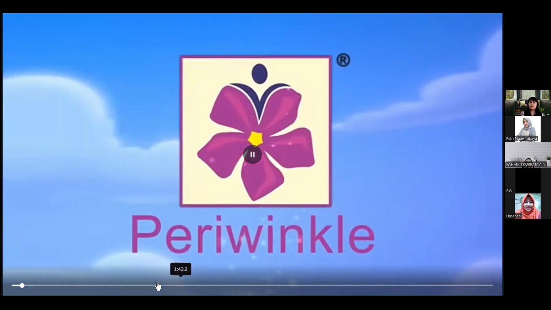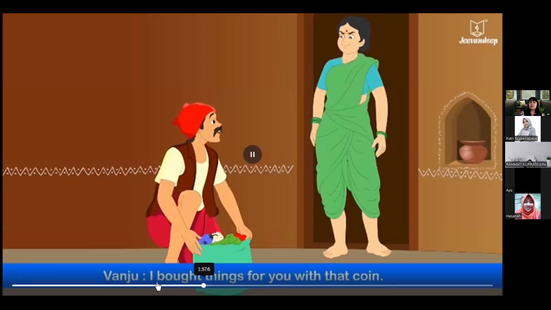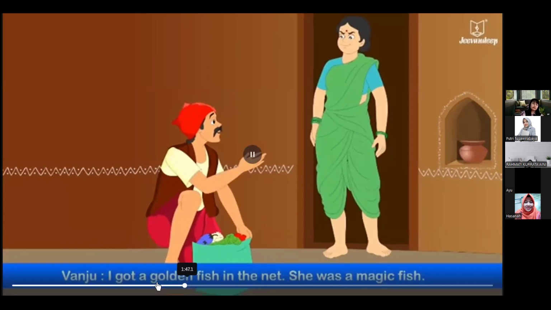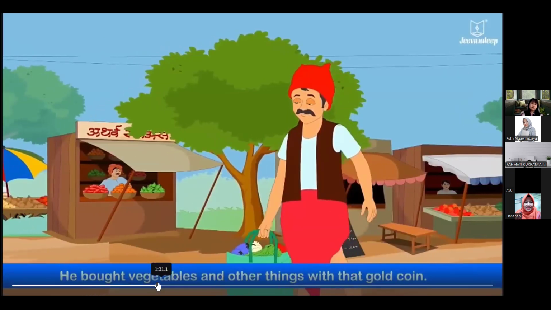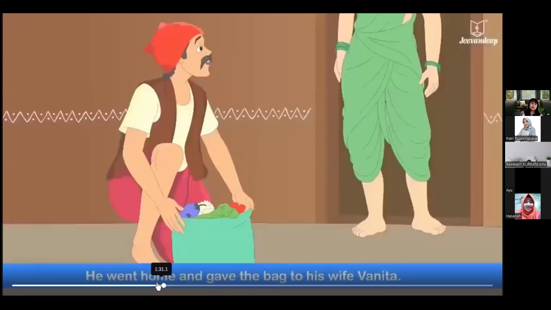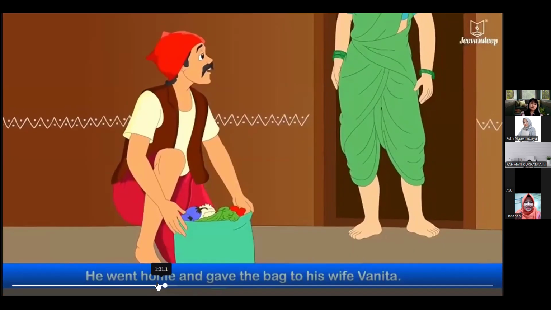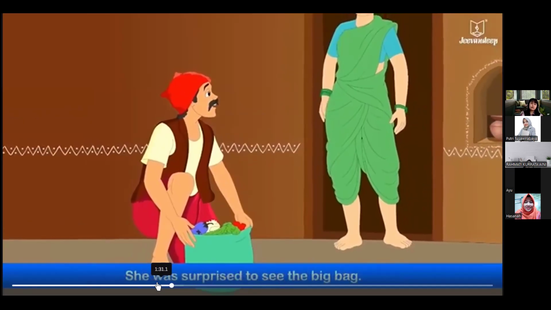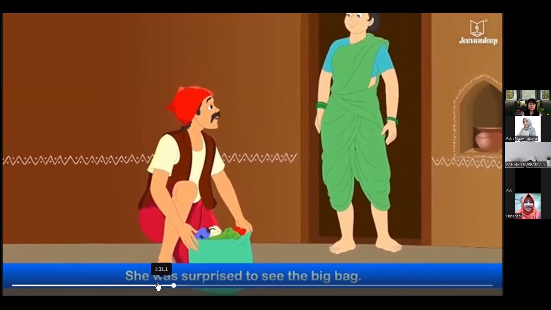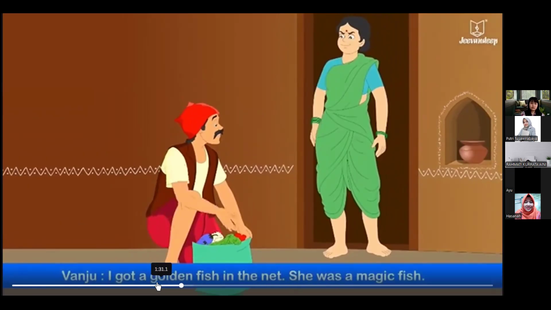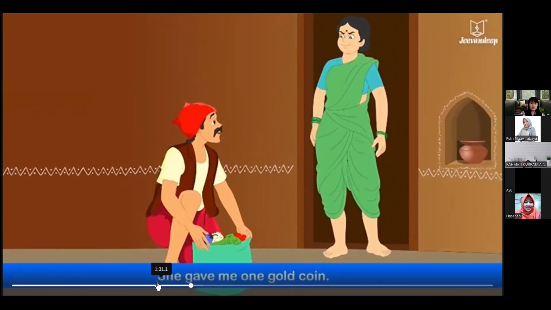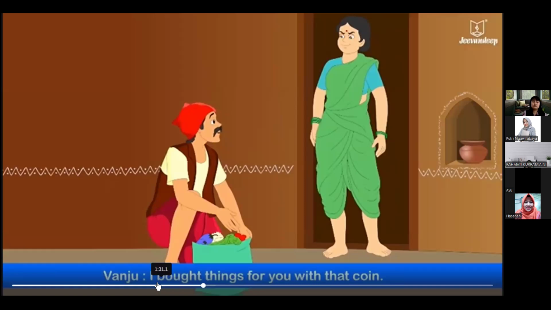Things for you with that coin. And other things with that gold coin. He went home and gave the bag to his wife Vanita. She was surprised to see the big bag. Did you get a big catch? I got a golden fish in the net. She was a magic fish. She gave me 1 gold coin. Where is the coin? I bought things for you with that coin.